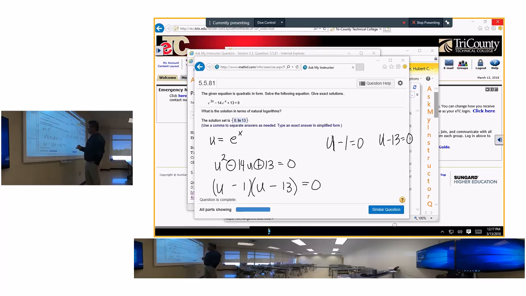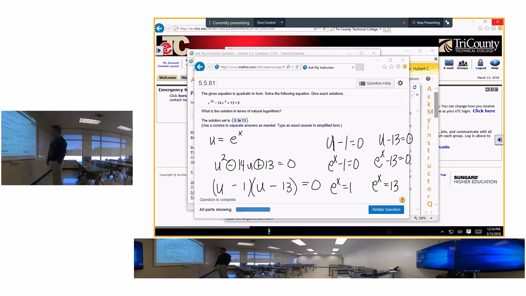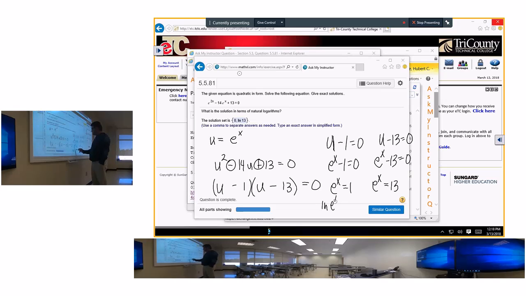Now plug in the u. E to the x minus 1 is equal to 0. E to the x minus 13 is equal to 0. E to the x is equal to 1. E to the x is equal to 13. Now, take the natural log of both sides, and you're going to get natural log of e to the x is equal to the natural log of 1. And natural log of e to the x is equal to the natural log of 13. And natural log takes that out, you got x is equal to 0. And take that out, x is equal to the natural log of 13.